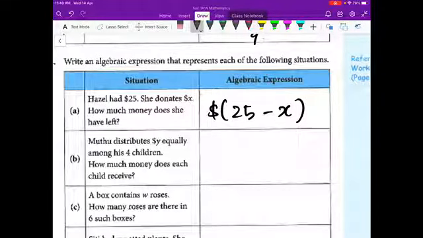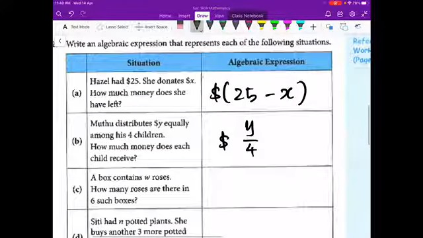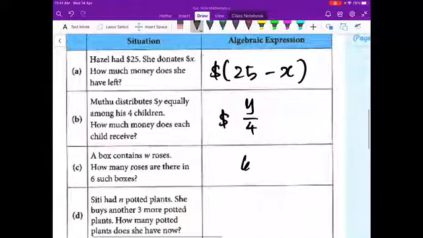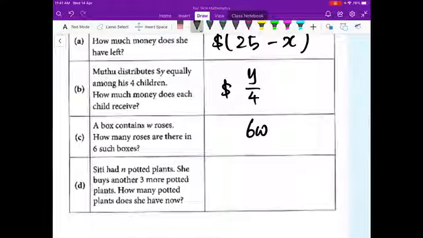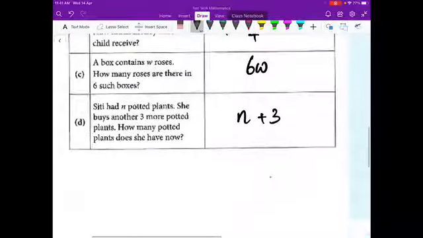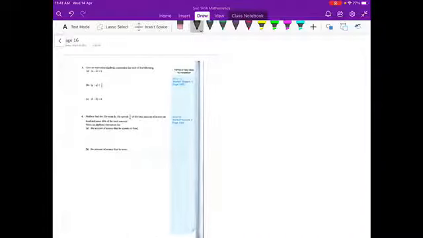Sorry? Y out of 4 with a dollar sign. Next. Emma. 6W. Okay, good. Okay, Nora. N plus 3. Good. So originally had n, buy another 3, so n plus 3. Next page.